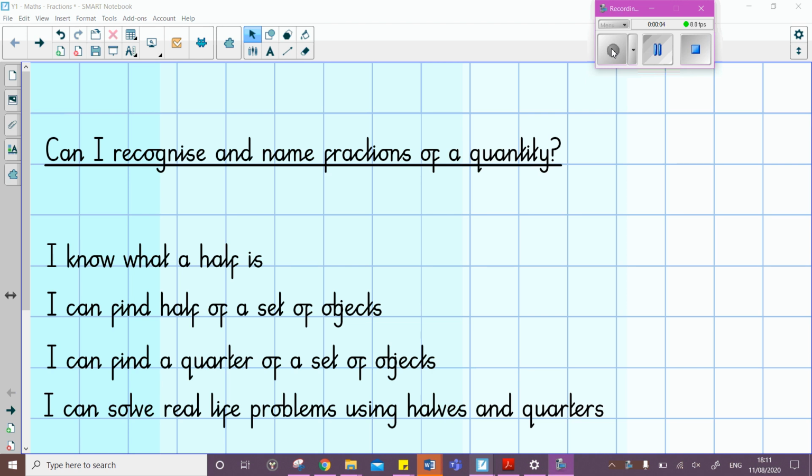Thought we could do a bit of maths, and I thought this week we could focus on fractions. So our learning question is, can I recognise and name fractions of a quantity? By the end of this short lesson, you will know what a half is. You'll be able to find half of a set of objects. You might be able to find a quarter of a set of objects, and then you'll be able to solve real life problems using halves and quarters.